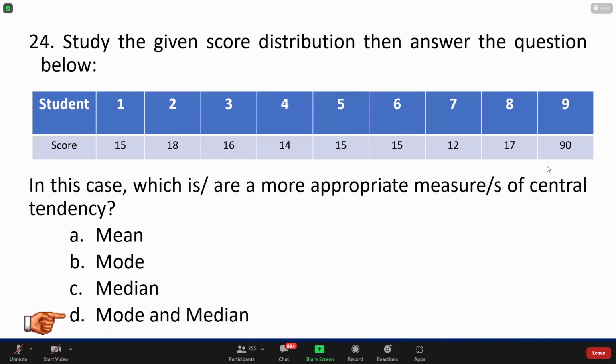Because there is an extreme score. Lagi nyo tatandaan, class, if there is an extreme score, it is inappropriate to use mean. Okay, so mapapansin nyo, 15, 18, 16, 14, 15, 15, 12, 17, 90. So bigla may napakataas na 90. So kapag gano'n ang situation, it is inappropriate to use mean. Therefore, ang pinaka-appropriate na gamitin will be mode and median. Clear tayo doon, Edu? Yes, sir. Okay. Sige, tuloy natin.